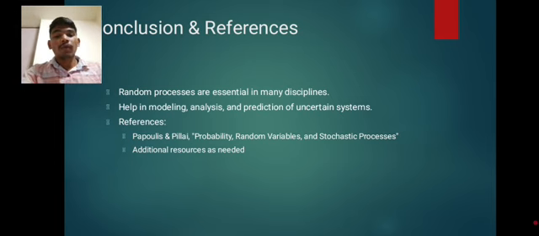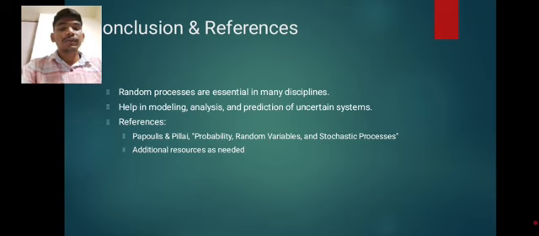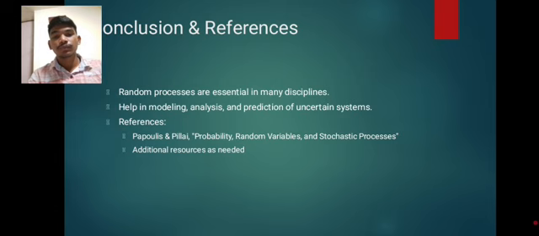Power spectral density: the power spectral density of the wide sense stationary random process X(t) is obtained by the Fourier transform of the autocorrelation function R_XX(tau). S_XX(omega) is equal to the integral from minus infinity to infinity of R_XX(tau) e to the power minus j omega tau d tau.